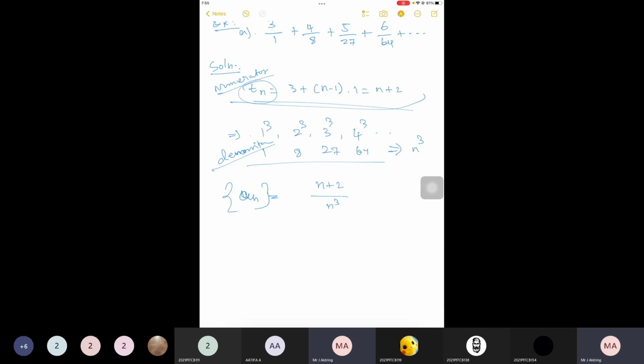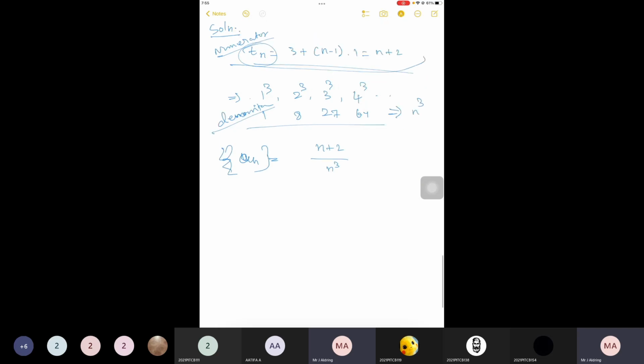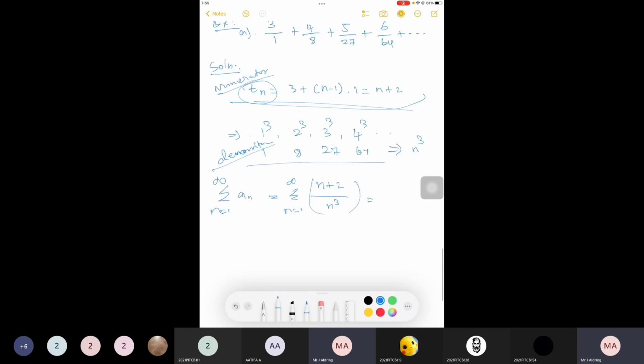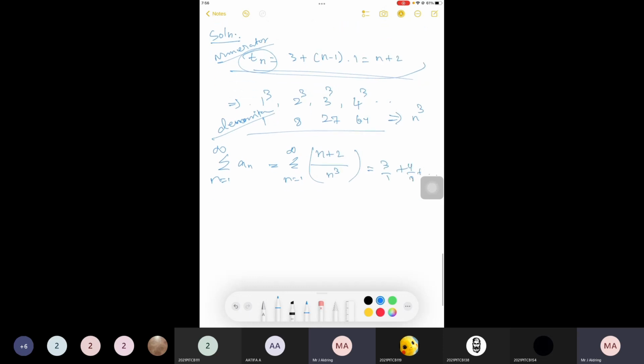Summation an, n from 1 to infinity; here also n tends to infinity. If you apply the n values, you will get the given series: 3 by 1 plus 4 by 8, and it goes on. That is the answer. Now next we have to verify the convergence.